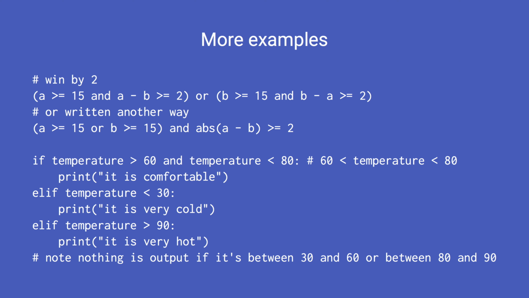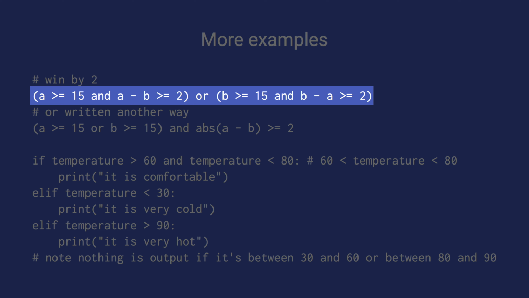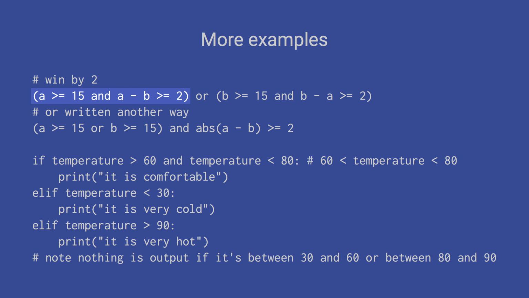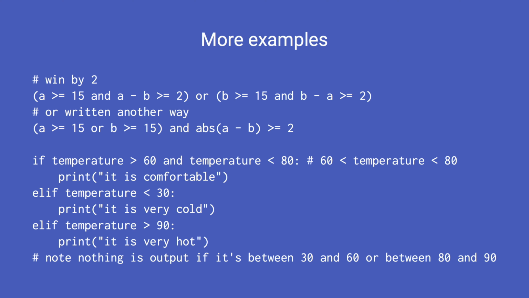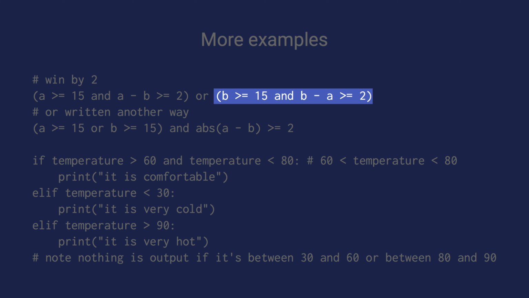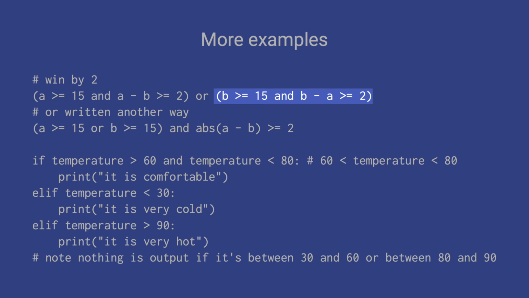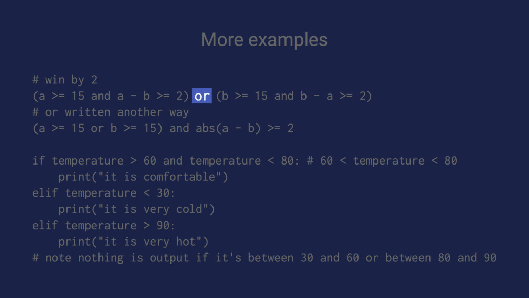Here's a few more examples of using the various Boolean operators. If we have 2 scores A and B for a game that is played to 15, and you must win by 2, we can use this expression to determine if the game is over. The first case is for A to win. A must have at least 15 points, and at least 2 more points than B. The second case is for B to win. B must have at least 15 points, and at least 2 more points than A. Since the game is over in either case, we use the OR operator.